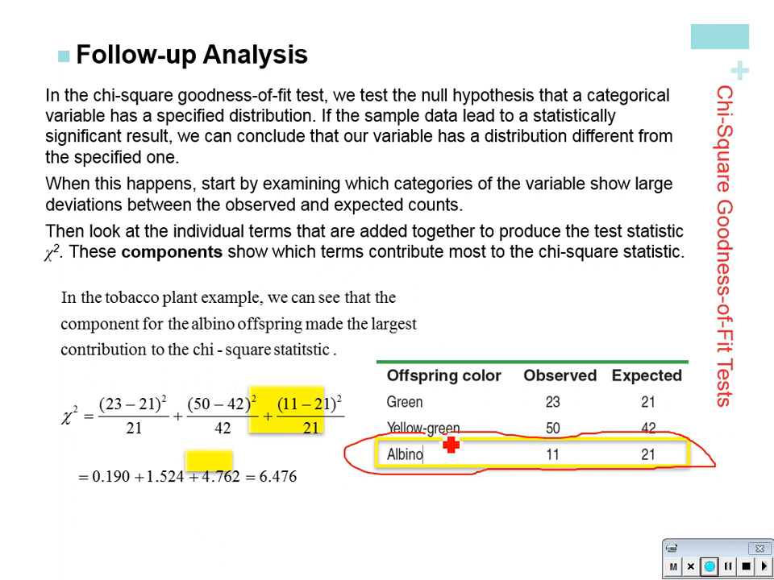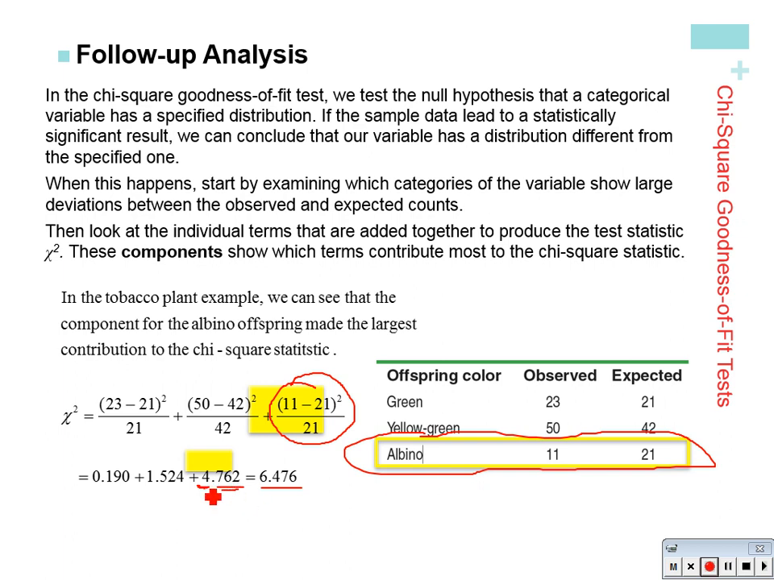So the suspicion here is that because these two values were so different from each other, you can see that of the test statistic, the majority of that 6.476 came from just that difference in the albino group. That was probably the reason that the null hypothesis was rejected in this case.